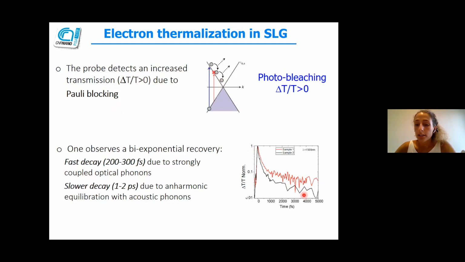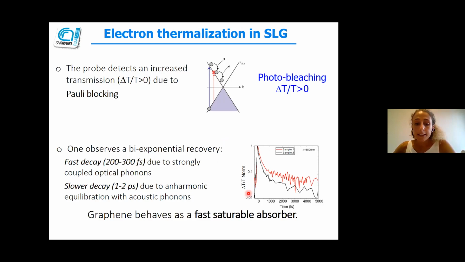bi-exponential-like functional decay, with a fast component which is attributed to the emission of strongly coupled optical phonons, while a slower decay of the order of a few picoseconds is attributed to the anharmonic coupling of the optical phonons with the acoustic phonons of graphene. With this characteristic, graphene acts as an ideal fast saturable absorber.